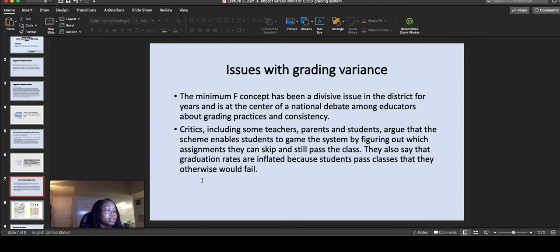Issues with grading variance include also the minimum F concept, which has been a divisive issue in the district for years, and it is at the center of a national debate. There are other states as well that have the minimum zero. As I shared with you, the state that I came from, North Carolina, they too practice the same things, and it did create a lot of controversy regarding best practices for grading. And as you saw in the video, critics, including some teachers and parents and students, argue that the scheme enables students to game the system, which is the problem because they don't actually learn the skills.